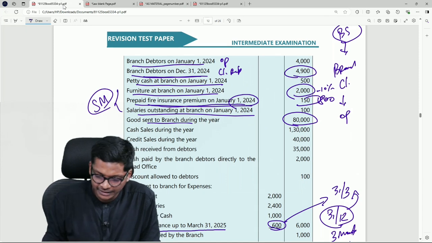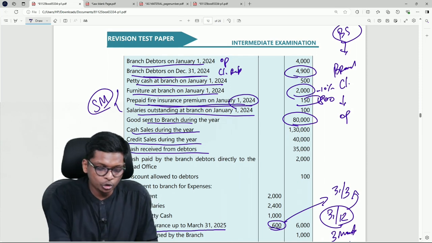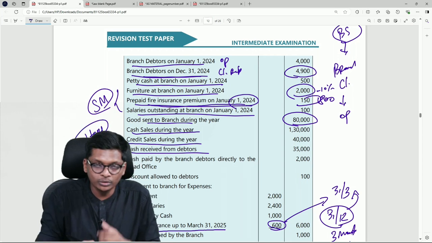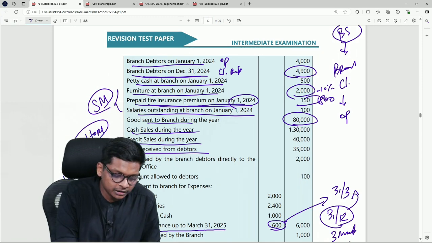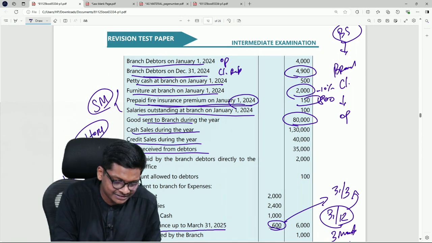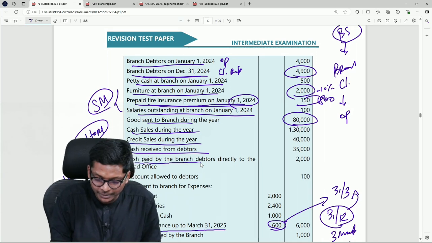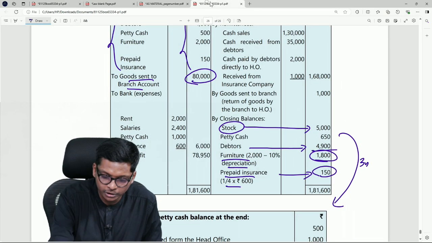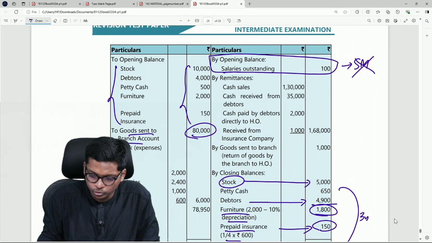Next one, cash sales during the year, credit sales during the year, cash received from debtors. You know, in debtors method, guys, we don't account directly transactions happening at the branch. We account only those transactions in which head office is involved. So this we will see later. Cash paid by the branch debtors directly to the head office. I will record this 2,000 because head office is directly collecting this 2,000. So where is this 2,000 coming, guys?